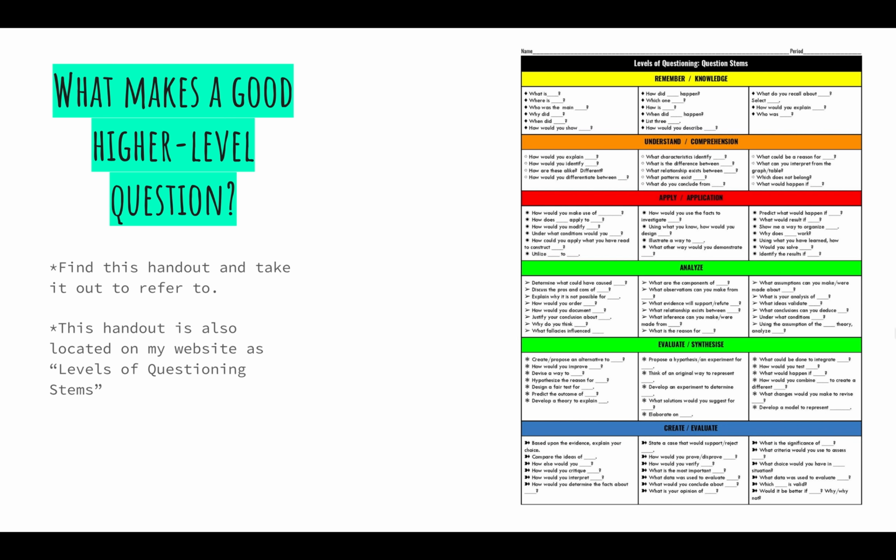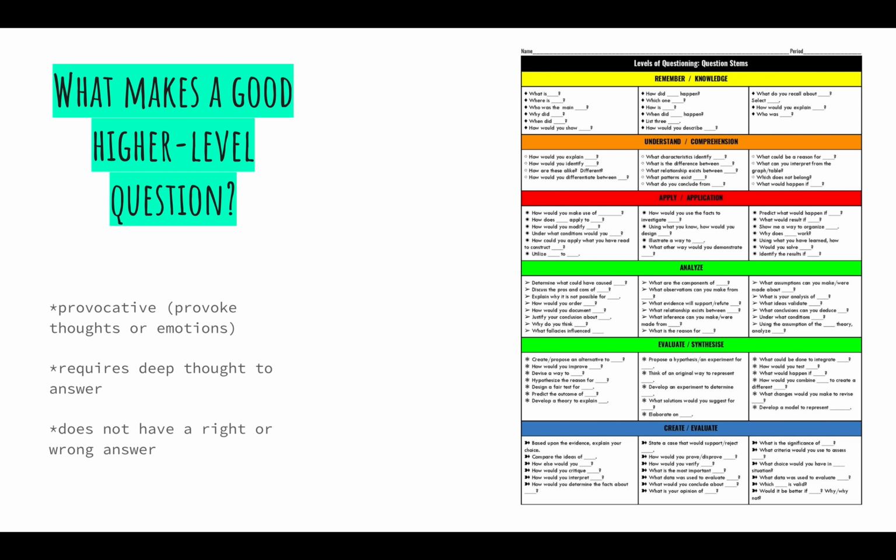So what makes a good higher level question? Higher level questions are questions that provoke thought or emotion. They require some sort of deep thought to answer, meaning they don't just have one logical answer. They normally do not have a right or wrong answer, or they have multiple right answers. Multiple things could be right. But you can't ask questions that only have one logical answer.